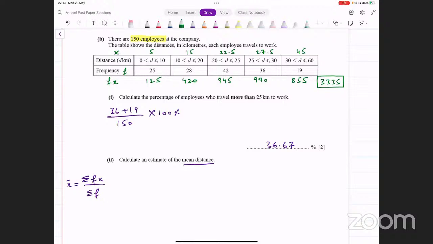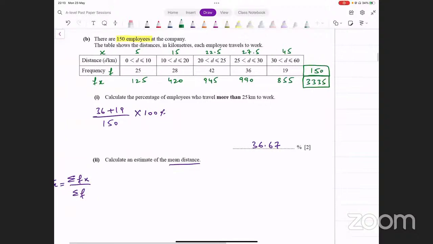What do I do now? Sigma f भी चाहिए, यानी कि frequencies का sum चाहिए मुझे. Sigma f, वो आपको पहले से पता है, 150. आप इन सबको टोटल भी कर लोगे, आपके पास 150 ही आएगा. This is your sigma f. So you've got your sigma f, you've got your sigma fx. बस वो फॉर्मूला के अंदर इनपुट कर दें.